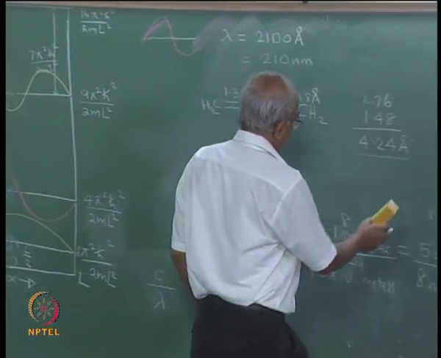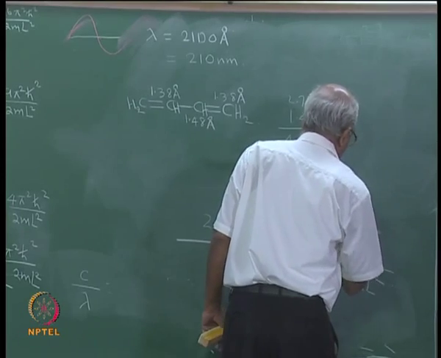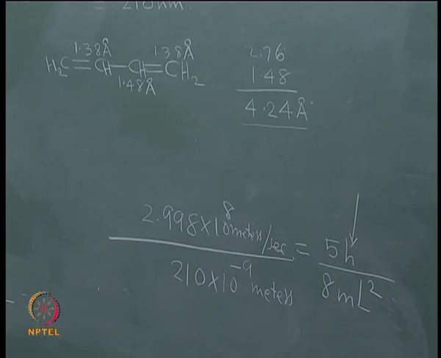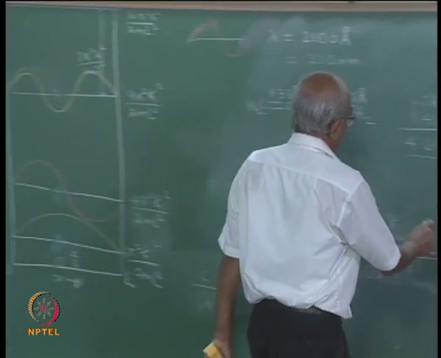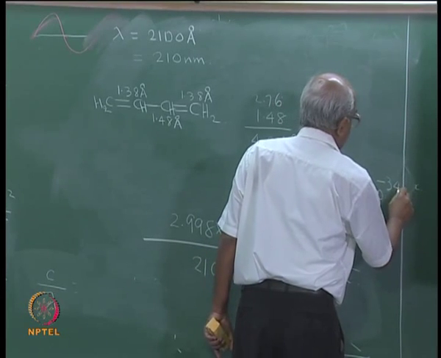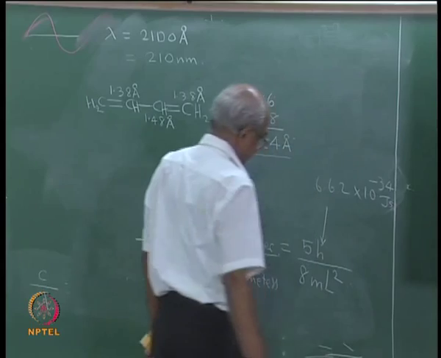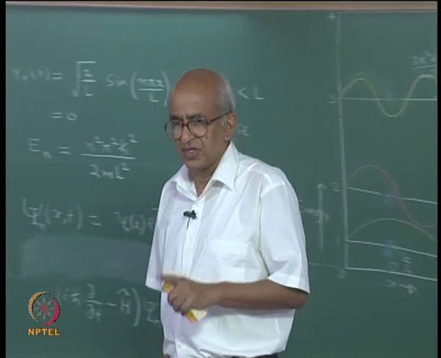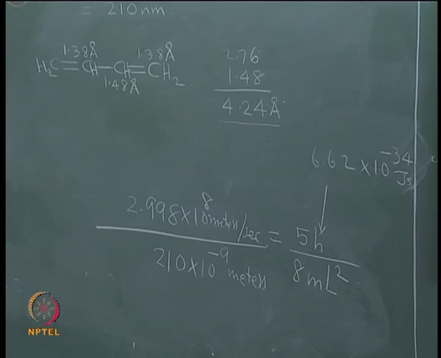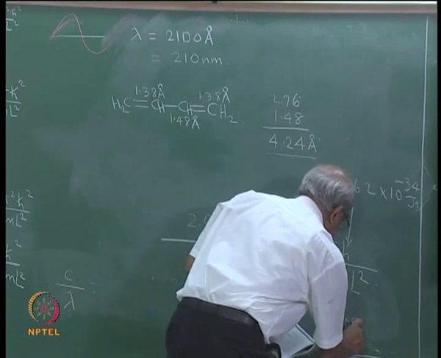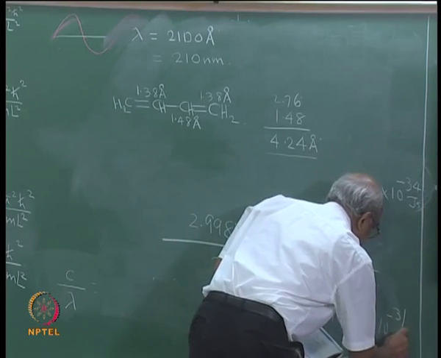And now you can substitute the values for h. h is 6.62 into 10 to the power of minus 34 joule second. You can also substitute the value of mass. Remember, mass is that appropriate for the electron, because the particle is actually electron in this case. So, the value is 9.1093 into 10 to the power of minus 31 kilograms.